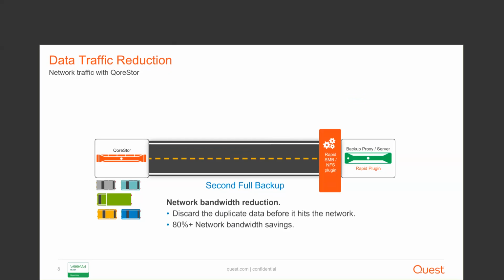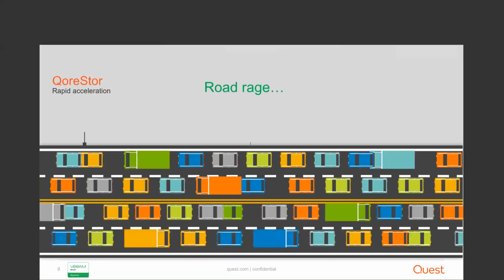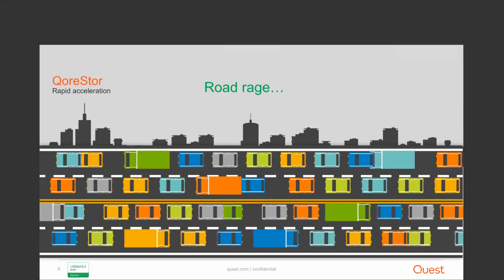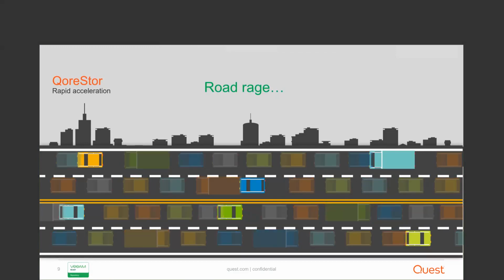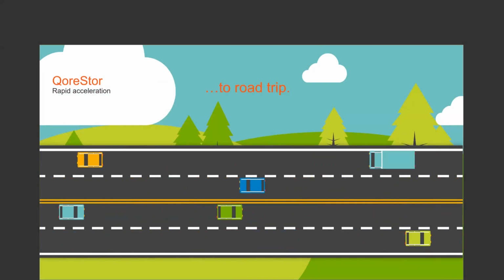Hence the reason why we can reduce the backup window exponentially. We can reduce how much data is sent across the network, so you can free up your network for your production needs. Before you used QoreStor and before you used the rapid acceleration protocols, your network looks like this with backup data being flooded. Once you install QoreStor and once you use this source side deduplication, the network looks like this with only unique data going across the network.